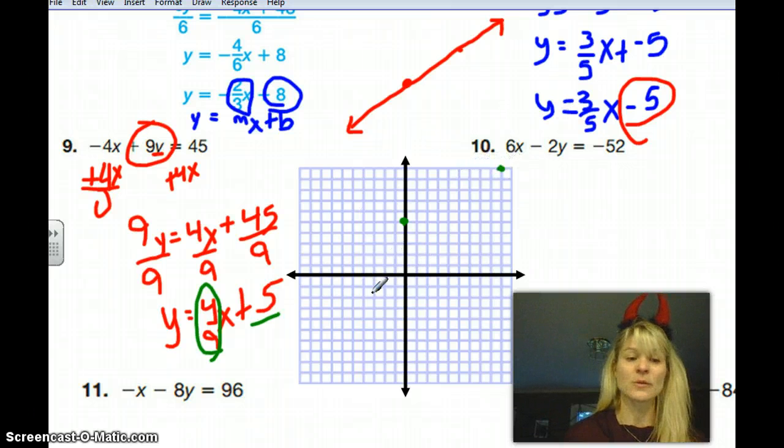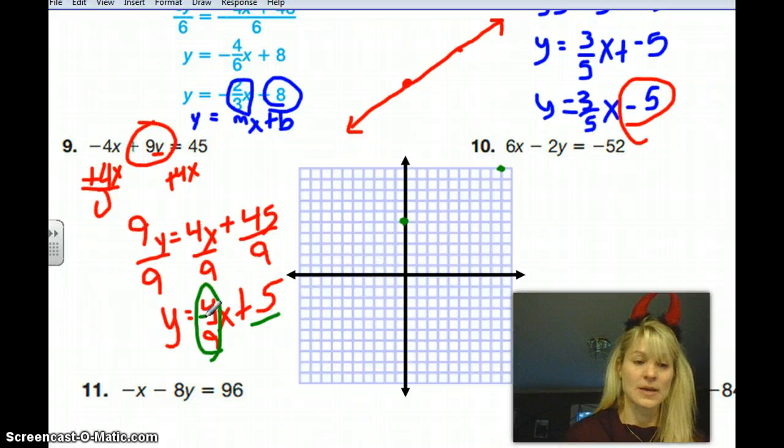Okay, if I ran out of room up here, I could do the opposite. If you have negative 4 over negative 9, that's still positive 4/9. So I could go down negative 4 and over negative 9. And if you look, that still is within my slope. And then we're going to draw it like that.